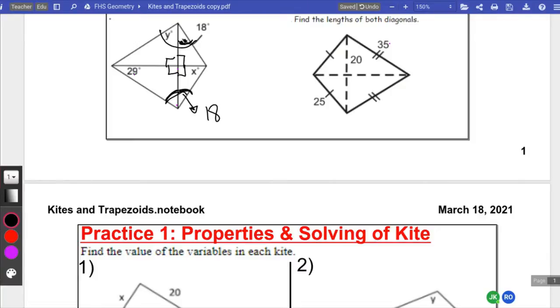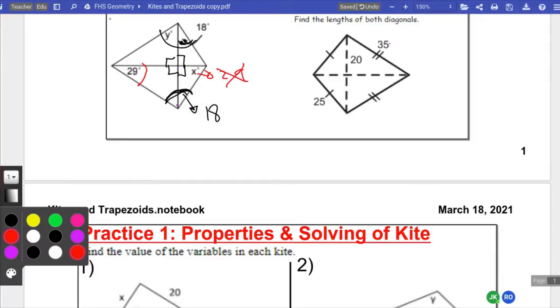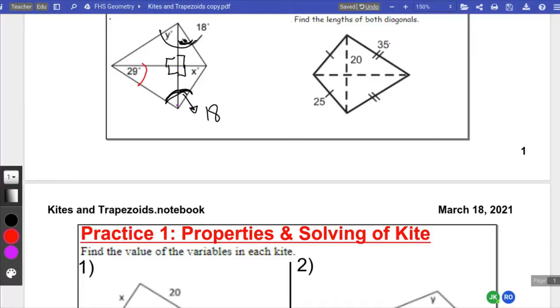All right, so here's the big misconception. If this is 29, somebody will say, well, this is also 29. My answer would be no. That is not 29. Why? Because it's the longest diagonal that bisects the angles. This is the longest diagonal. This longest diagonal bisects. So if this is 29, then I also have 29 right there.